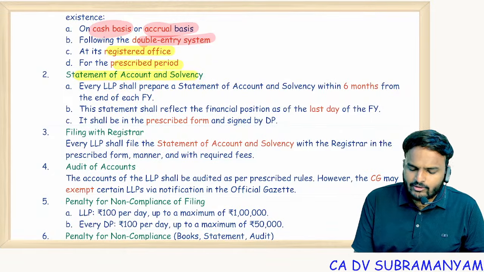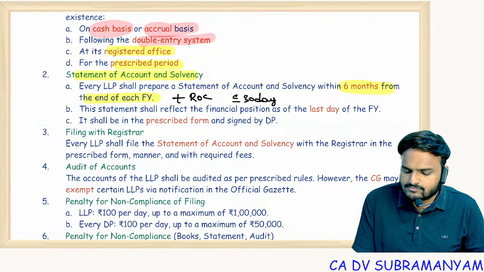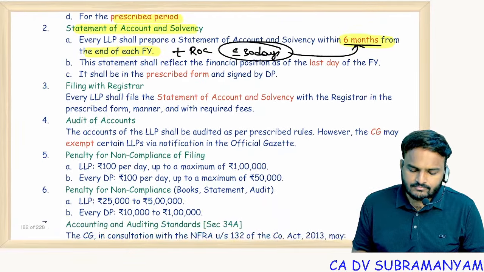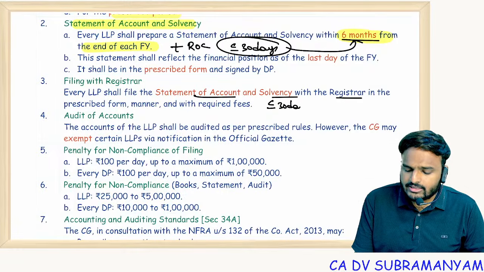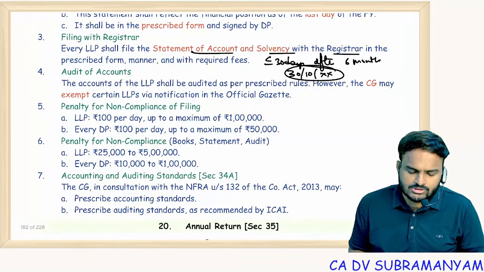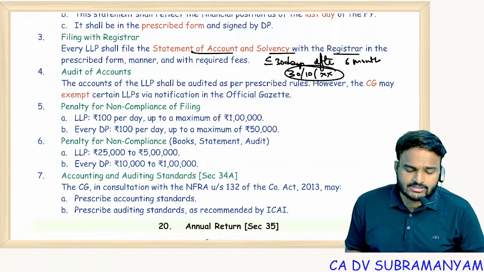And statement of account and solvency must be prepared within 6 months from the end of financial year, and it should be filed with ROC within 30 days after closure of 6 months. Within 30 days after closure of 6 months, file the copy with ROC. So statement of accounts and solvency should be filed with registrar within how many days? Within 30 days after 6 months from the closure of financial year. That means most probably 30th October. Audit of accounts, small LLPs are exempted from audit.